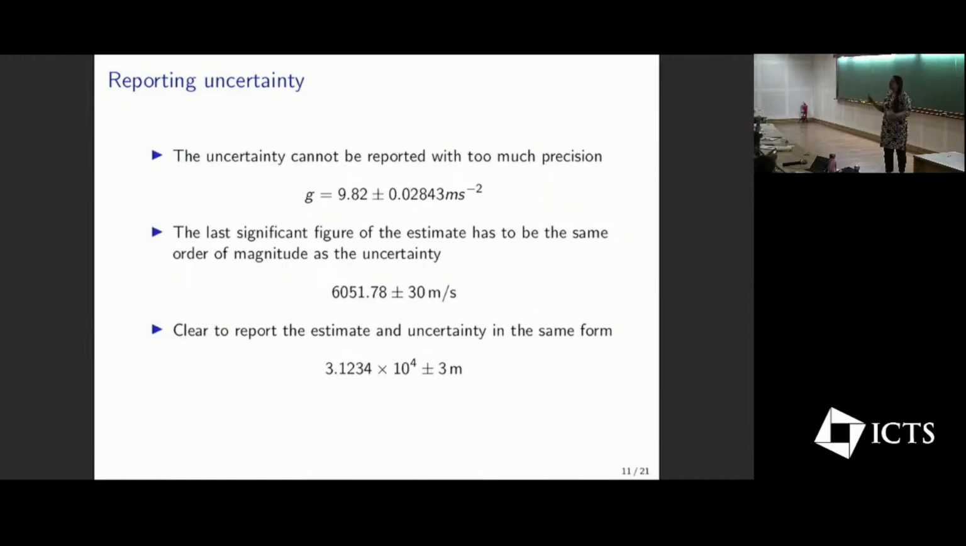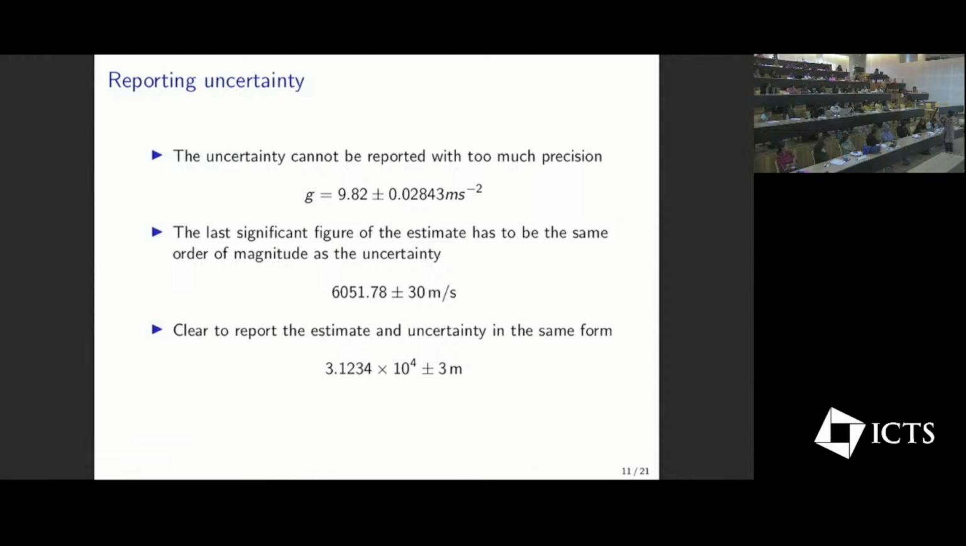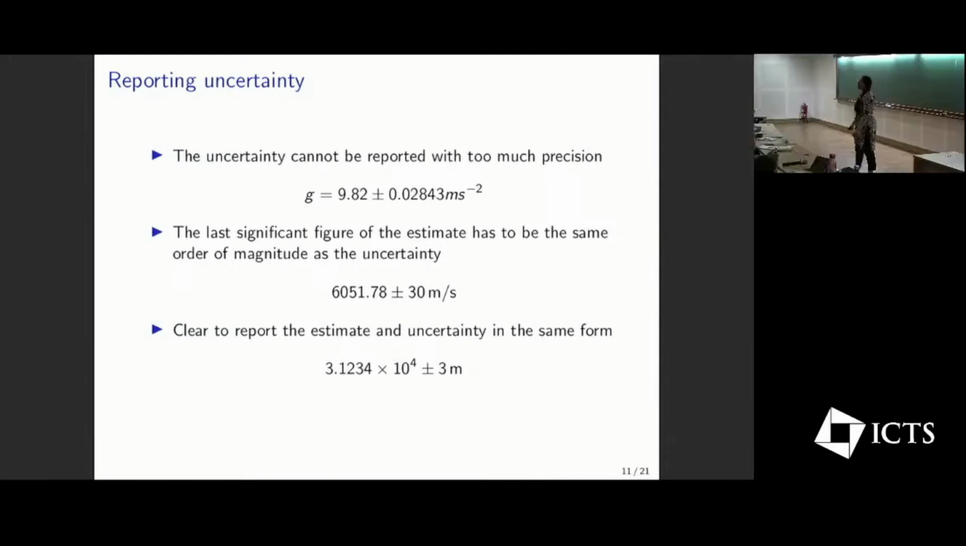Okay, let's talk about that maybe. Is it like, if we measure a value and the number of decimals of that value is x, then the uncertainty should also have the same number of decimals? Yeah, it should have the same order of magnitude as the last decimal. So that's what the second thing says. The last significant figure of the estimate has to be the same order of magnitude as the uncertainty.